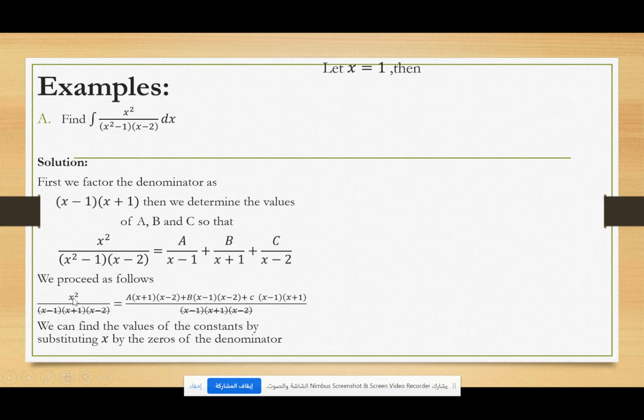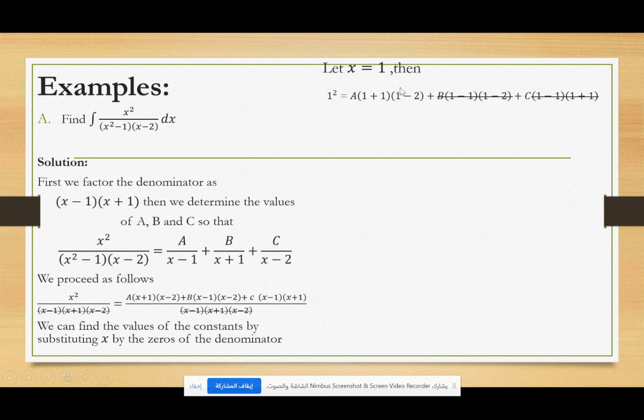We're going to place it in the first numerator and equate it with the other side of the numerators. That will make it exactly 1 squared equals a bracket 1 plus 1 multiplied by 1 minus 2, plus b multiplied by 1 minus 1 times 1 minus 2, plus c times 1 minus 1 and 1 plus 1. You can see that we replaced x with 1 in each x in the numerators. Now you can see that this b is going to be cancelled because it is multiplied by 0. And this c is going to be cancelled because we multiplied by 0.